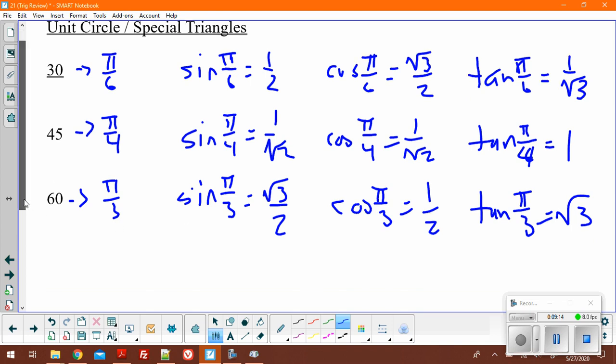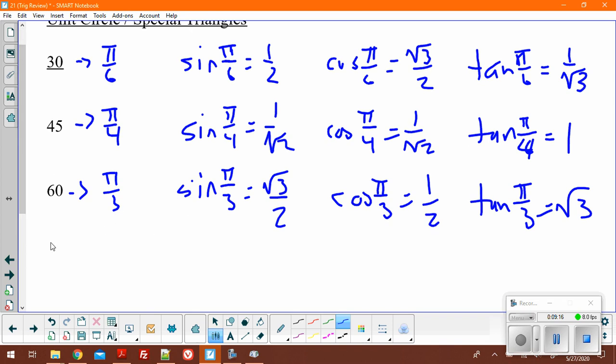You might also want to remember things for 90 and 0, some of the basic ones. You know, sine of 90 is 1, cos of 90 is 0, tan of 90 is undefined. Some of those. But these are the ones that will come up often in terms of exact values.